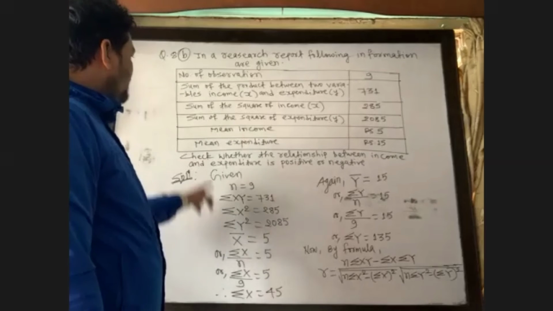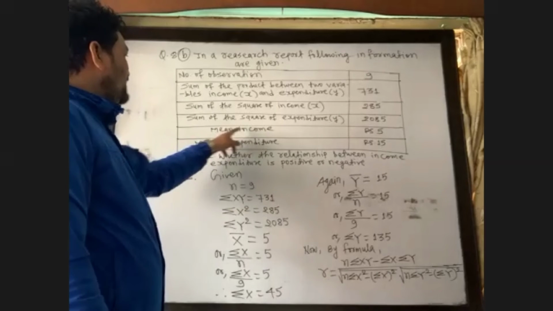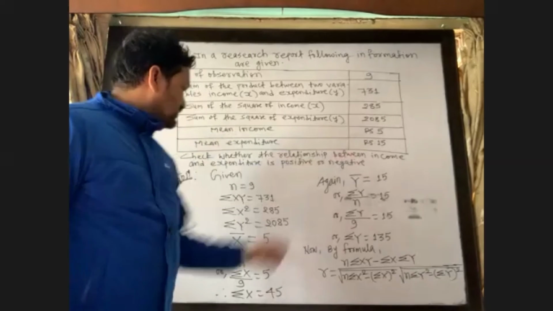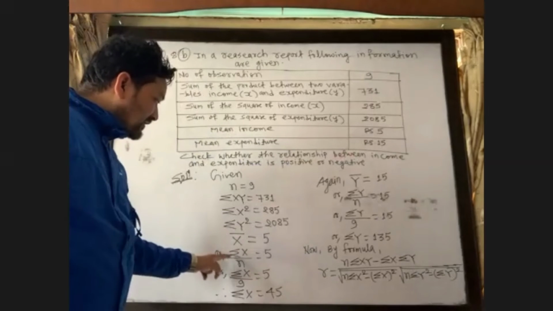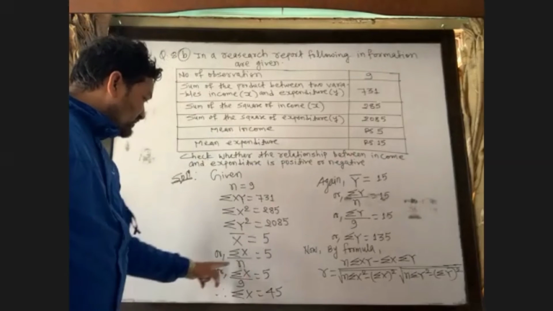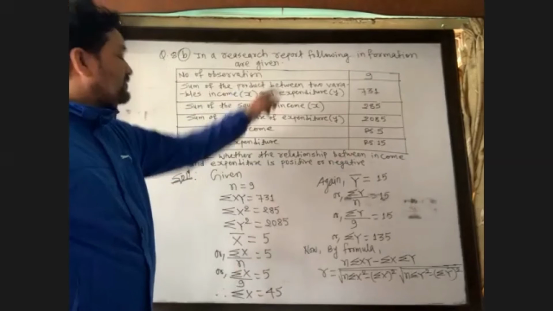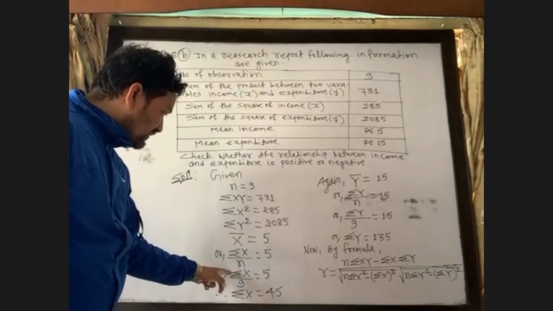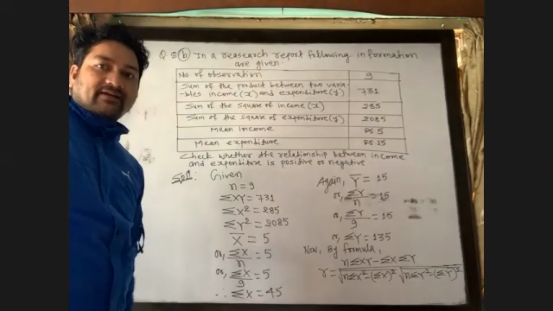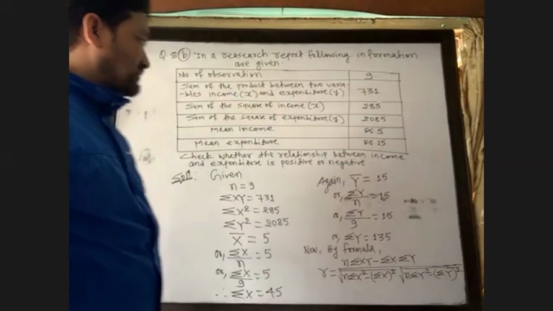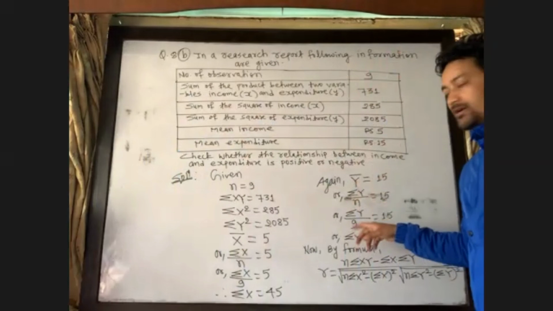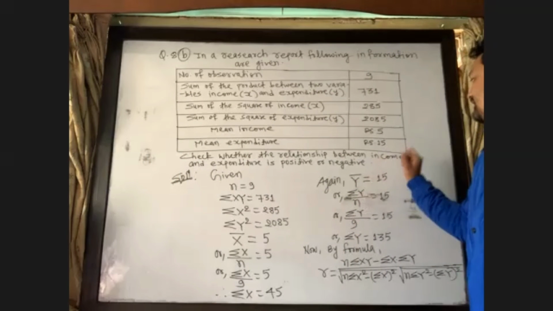हामीले यहाँ के गर्यौ त, x बार भनेको mean income हो। Mean income लाई हामीले x बार लेख्यौ। This x bar is equals to 5 given। ओके, x बार भनेको चाहिँ के हो, summation x by n हो। Summation x by n is equals to 5. Summation x by n means 9. Okay, so that's why summation x by 9 is equals to 5. So summation x is equals to 9 5s are 45. In this way we found here summation x. Okay, similarly mean expenditure means that is y bar. Y bar is equals to 15. This is given here 15.